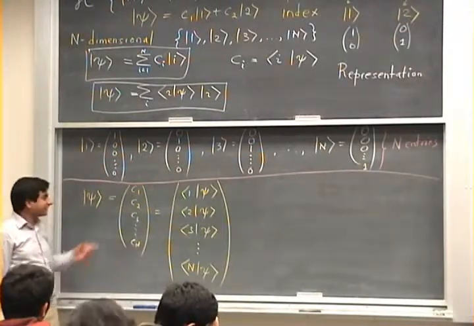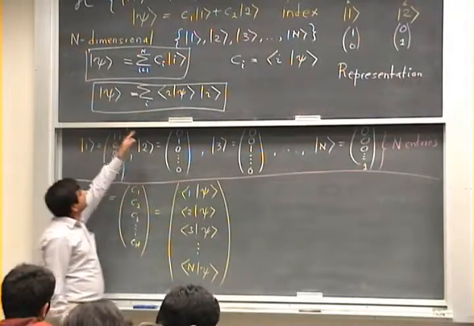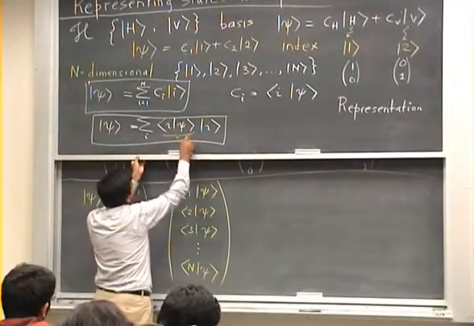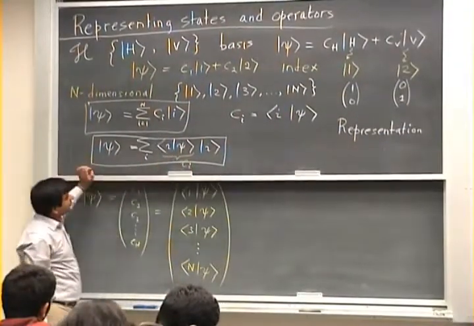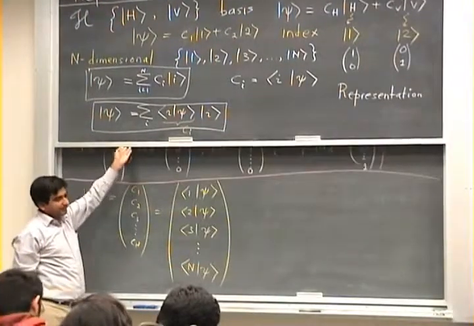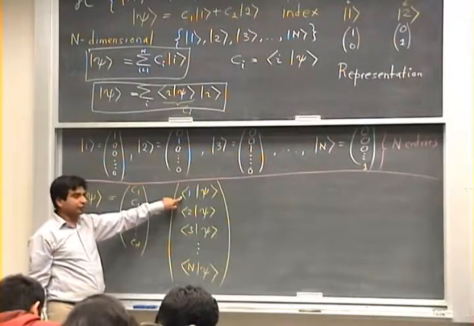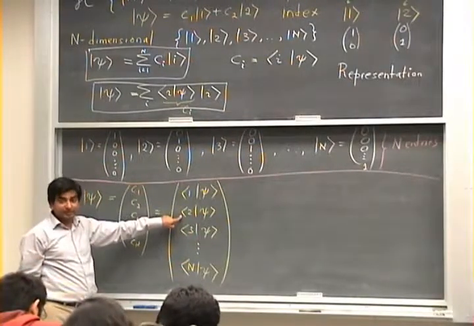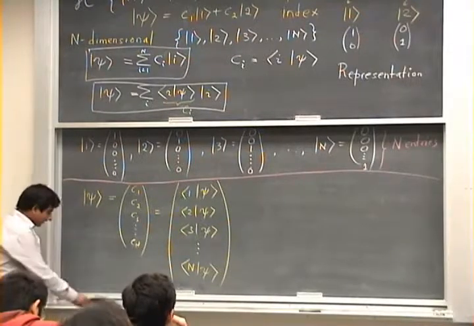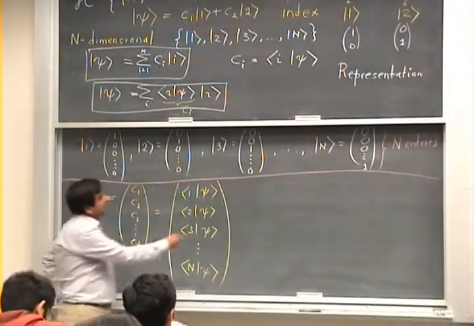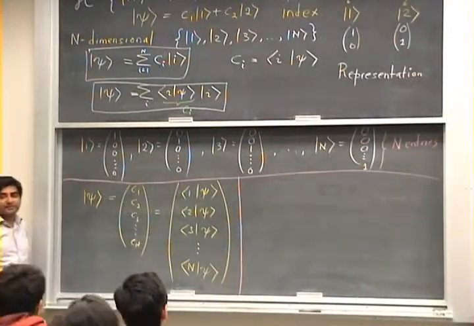So this is how we represent states in general. In the form of a column vector, there are probability amplitudes, and each probability amplitude Ci is just the inner product of the state with a basis vector. Okay? And we know that this coefficient goes in the first position, this coefficient goes in the second position, this coefficient goes in the third position, and so on. We cannot deviate from this representation that we've already chosen. So this is how we represent states.